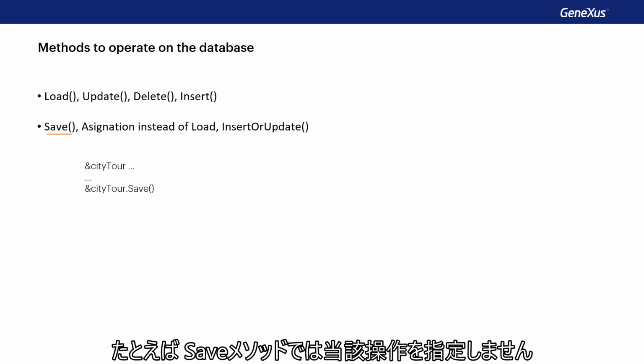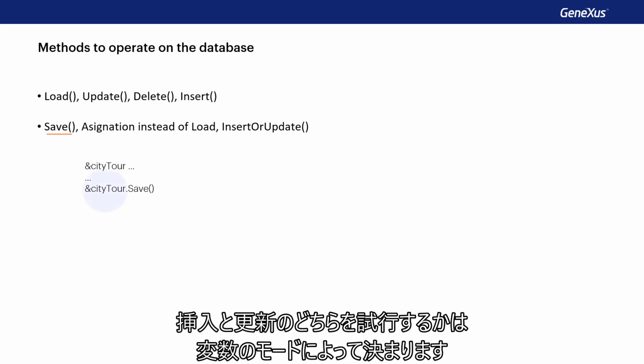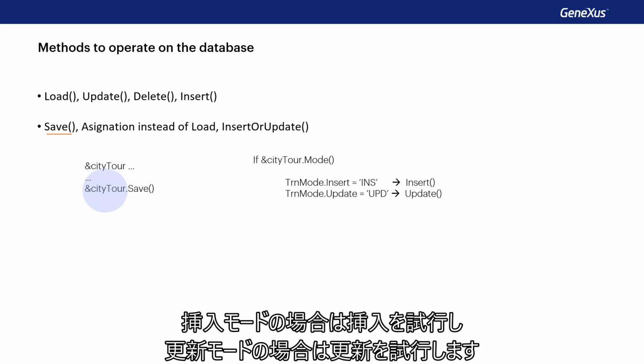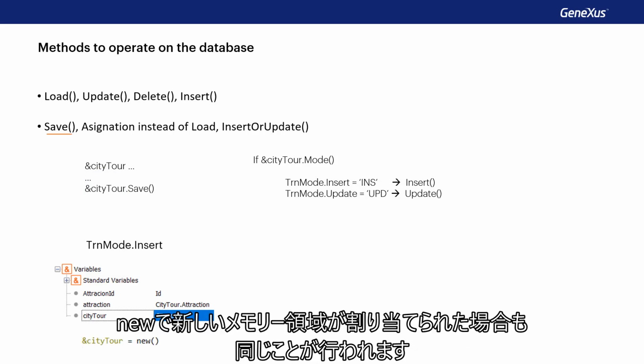For example, the save method avoids specifying the operation in question. It's more like the confirm button of the transaction. It'll depend on the mode the variable is in, whether it will try to insert or update. If it's in insert mode, it'll try to insert, and if it's in update mode, it'll try to update. For example, every business component variable defined in an object is in insert mode, and the same happens when new memory space is allocated to it with new.